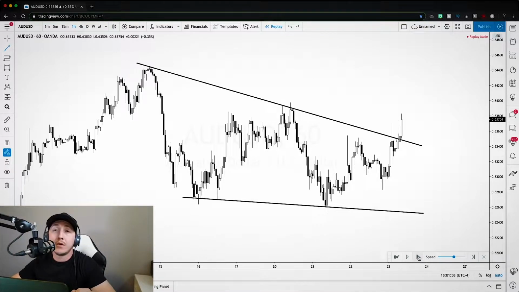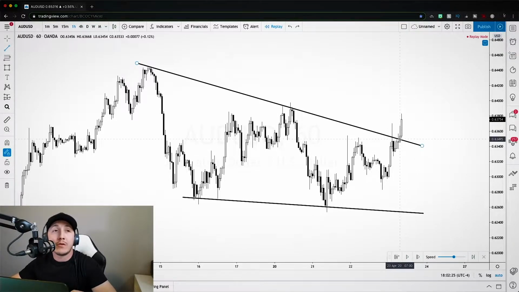Okay, so we had a breakout. We are not going to enter yet. I know you're saying, well, you were waiting for a breakout. We are going to wait for a retest. All right. So what that's going to be, we are going to wait and see if this comes back and retests our trend line, retests the breakout of our pattern.